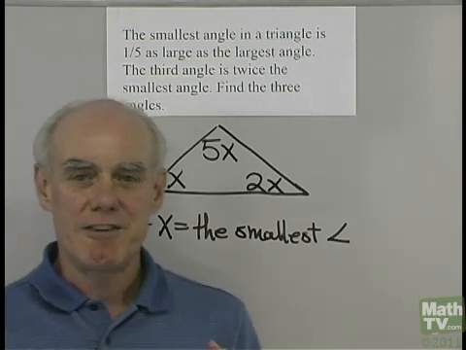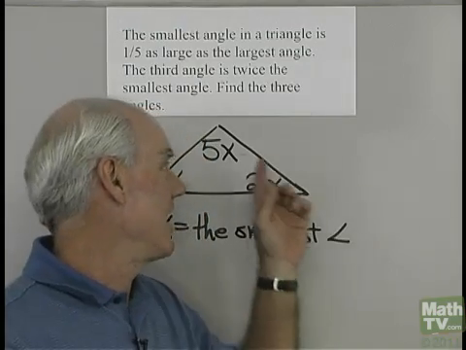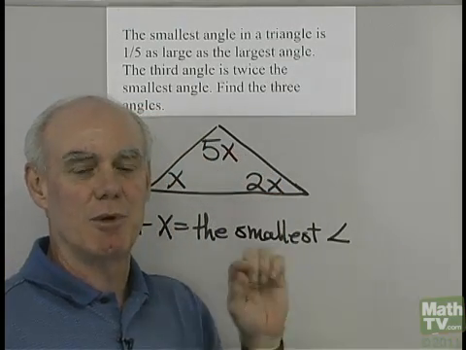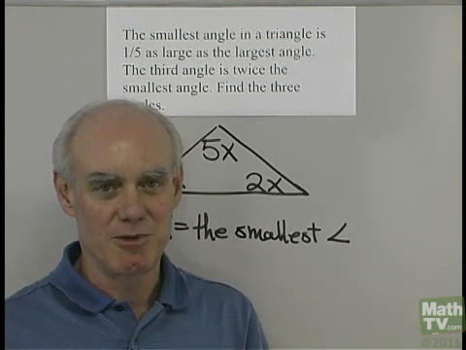So there's a lot of different ways I could do this problem. I could let x be equal to the largest angle. If I did that, this would be x, and then the smallest angle would be 1/5 x. But doing it the way I'm doing it here, I avoid using fractions. Maybe you want to do that too.